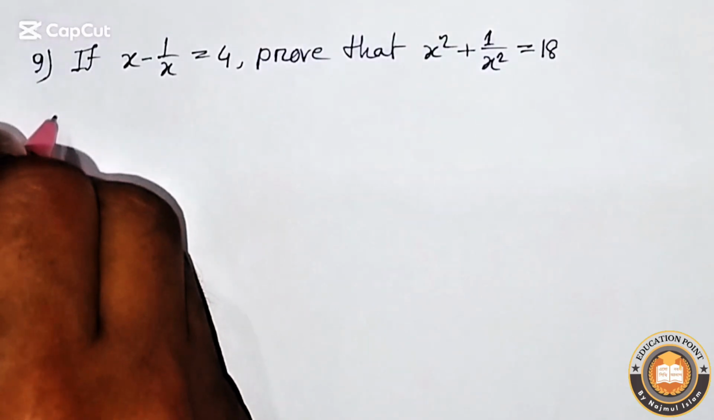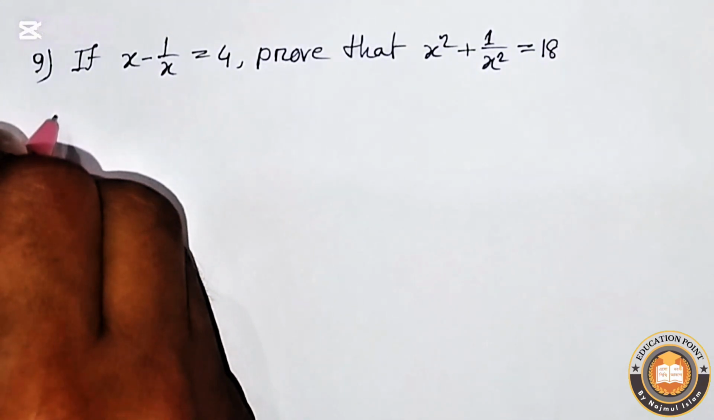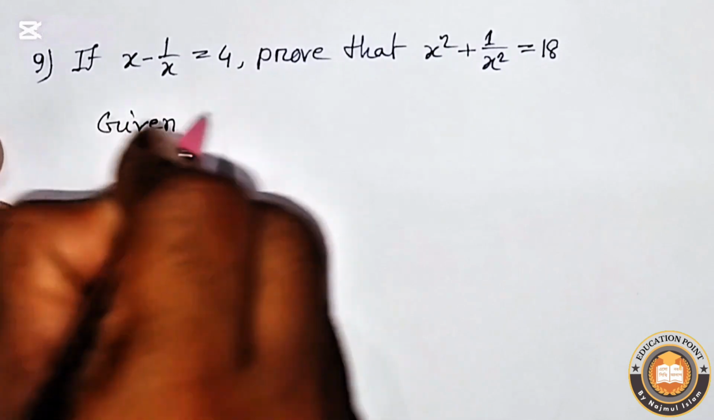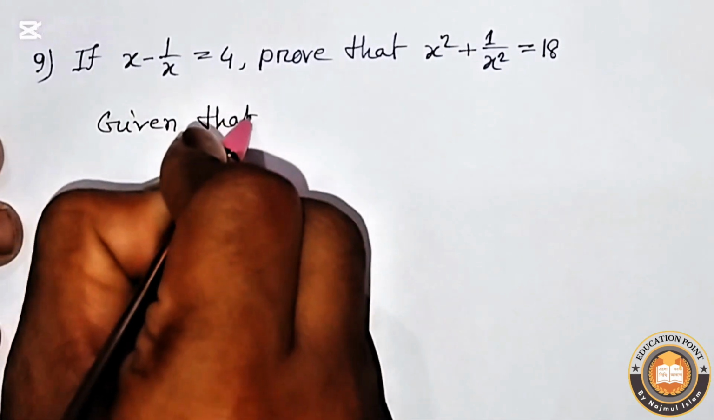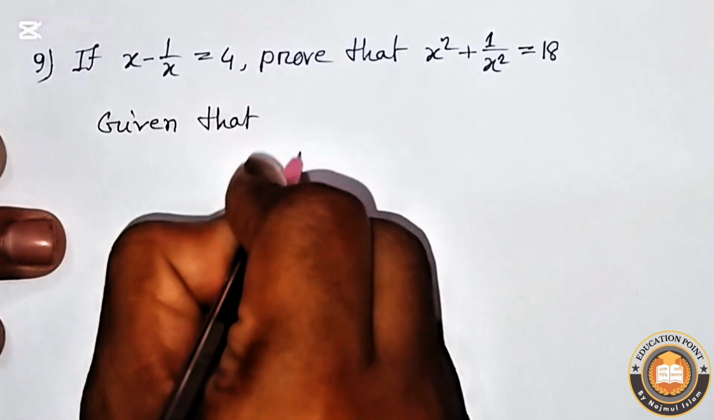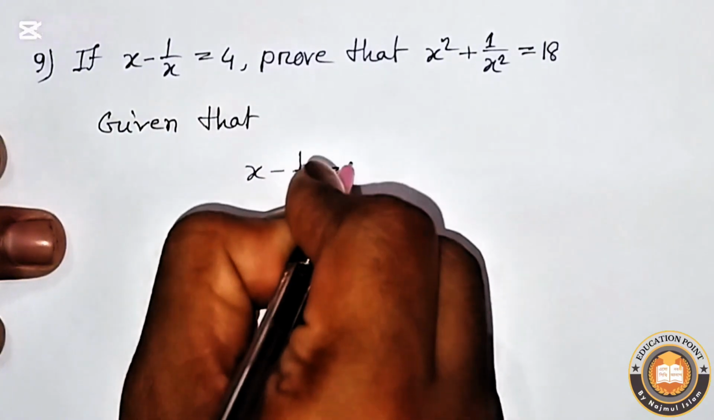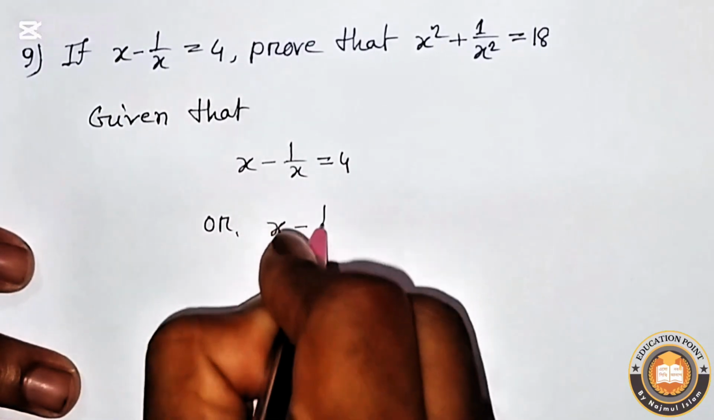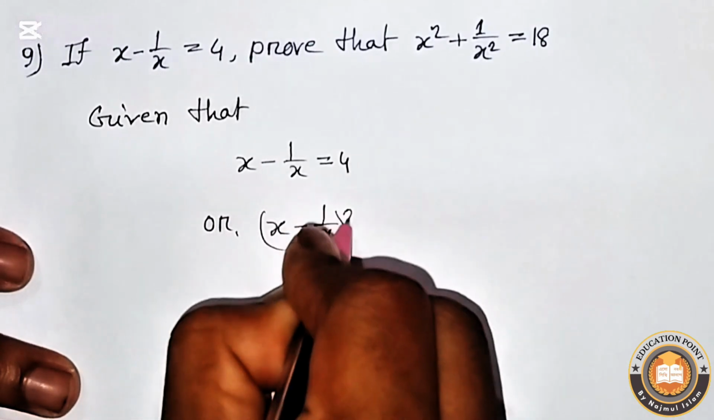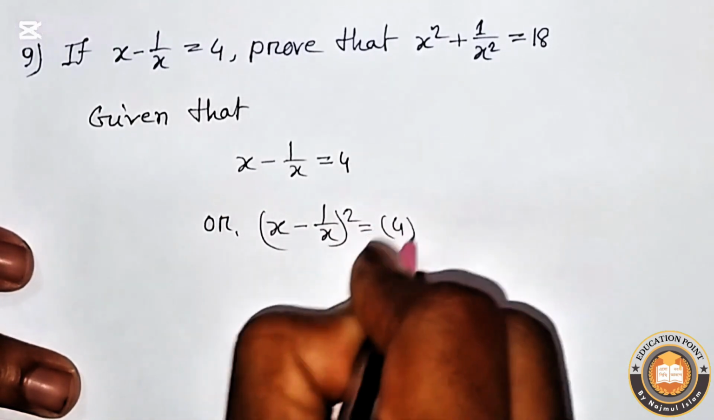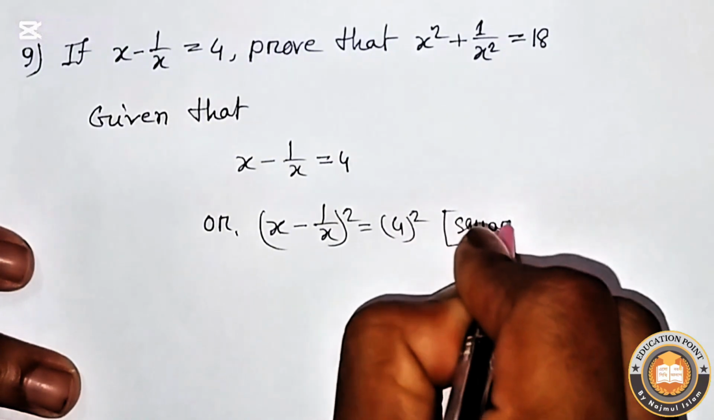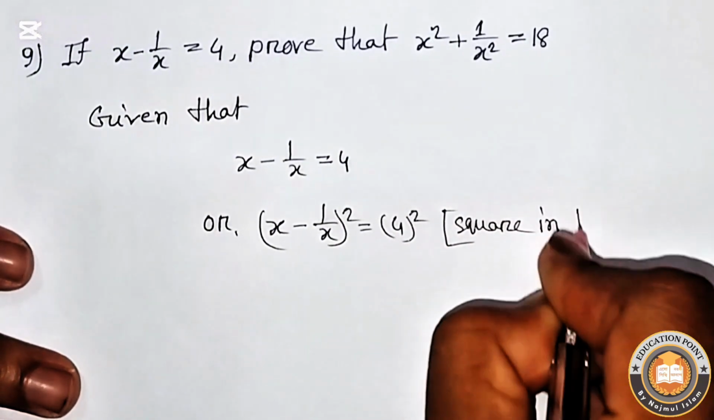Question number 9. If x minus 1 by x equal 4, prove that x square plus 1 by x square equal 18. Given that x minus 1 by x equal 4, or x minus 1 by x whole square equal 4 square, in both sides.